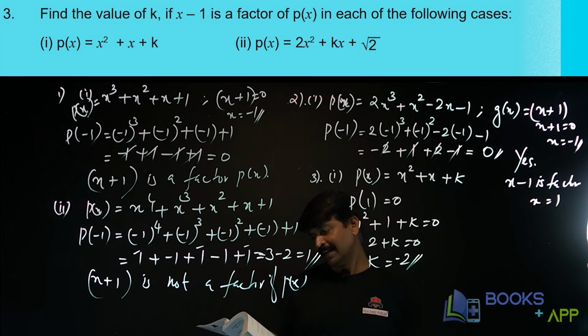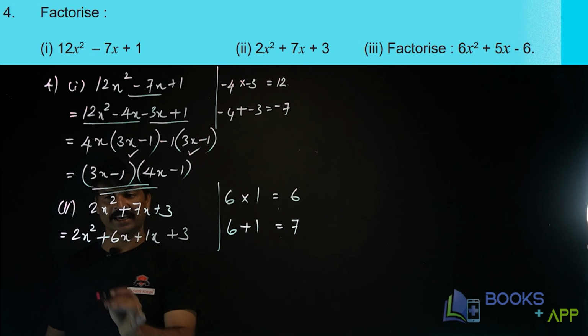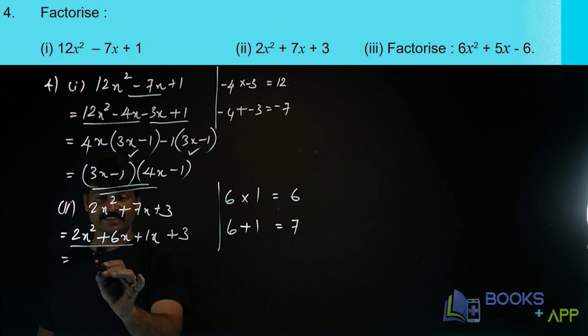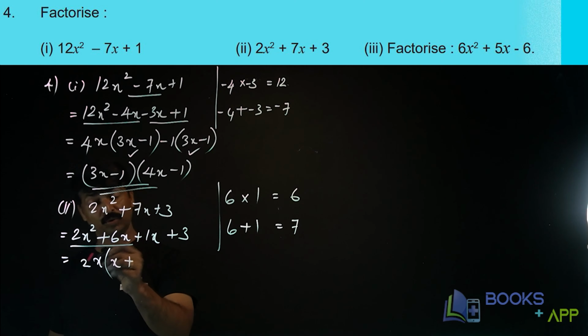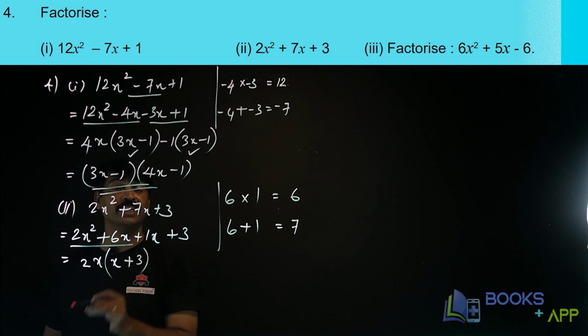So splitting the middle term, you see, instead of 7x, what you can write? You can write 6x plus 1x, plus 3. Okay, now what is common here? X is common, 2 is common. So 2x is taken outside. So what is remaining here? 1x is remaining. From 3x, you have taken 2x outside. So what is remaining? 3 is remaining.